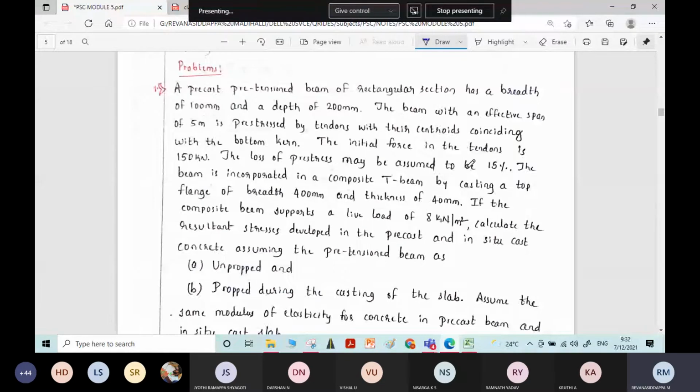All of you read this problem. Take 2 minutes time.